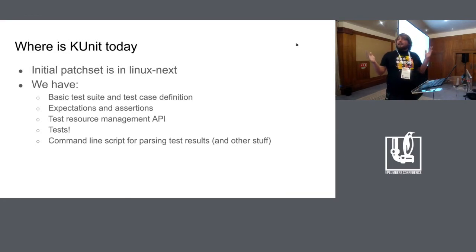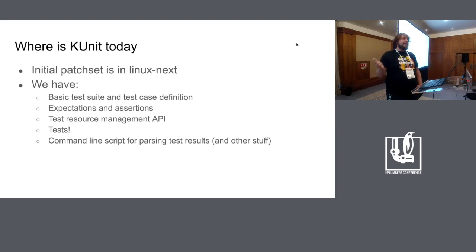So where's KUnit today? The initial patch set includes the ability to define unit tests, along with individual test cases, and like I mentioned, the setup and teardown logic, expectations and assertions, which give you the ability to define the behavior that you would like the code under test to exhibit. Assertions are just an expectation that allows you to bail out of a test quickly and easily.